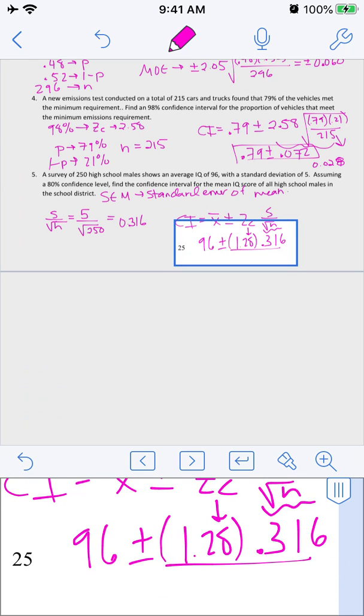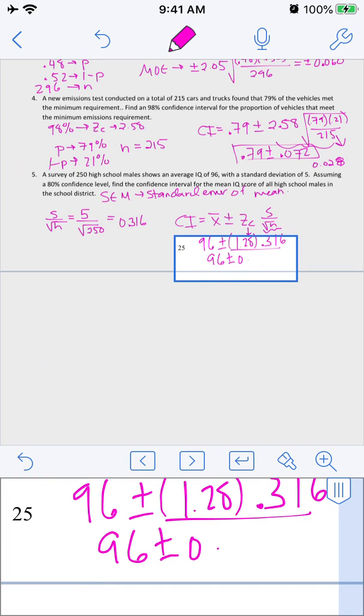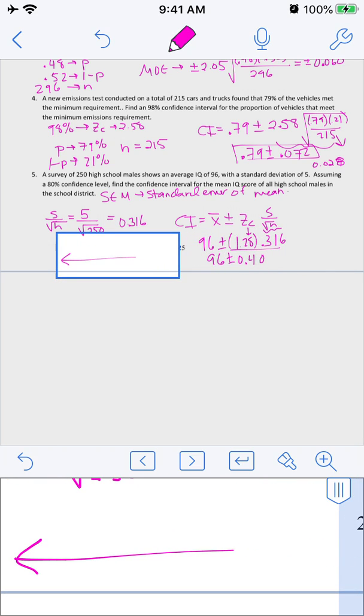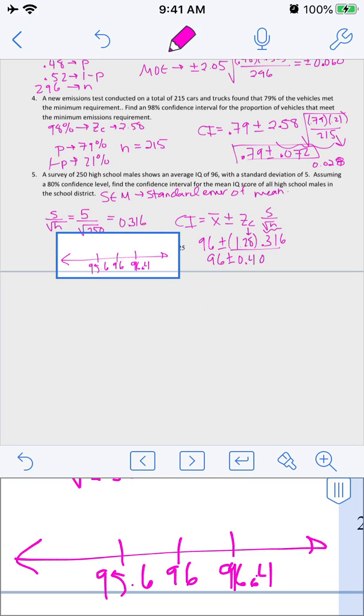Okay, let's kind of clean that part up a little bit. 96 plus or minus 0.40. And if we even wanted to go a little bit farther, here's that 96. We're 80% sure that it's between 96.4 and 95.6. Okay, that's where we're actually 80% sure it's between.